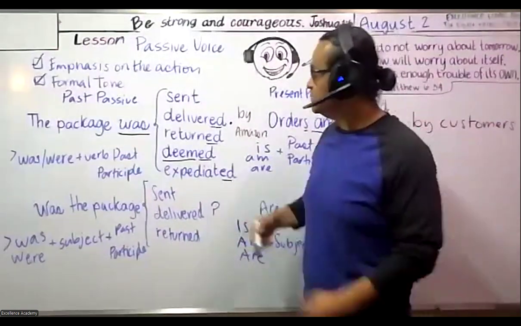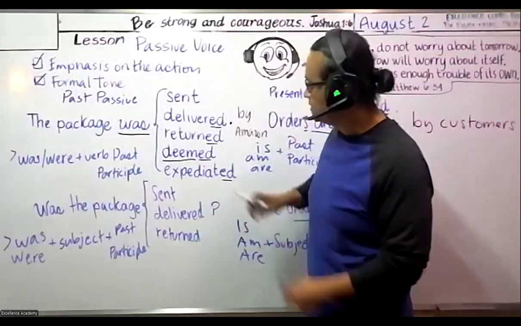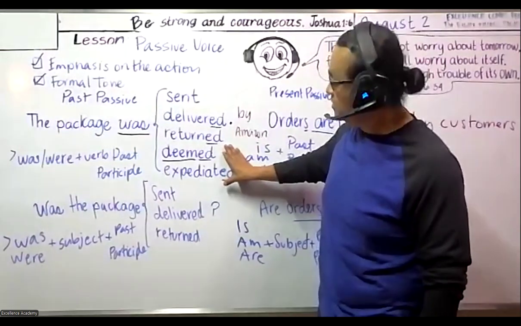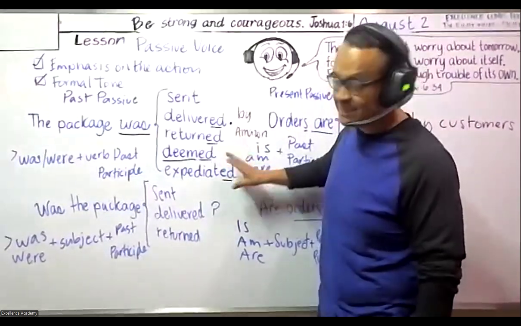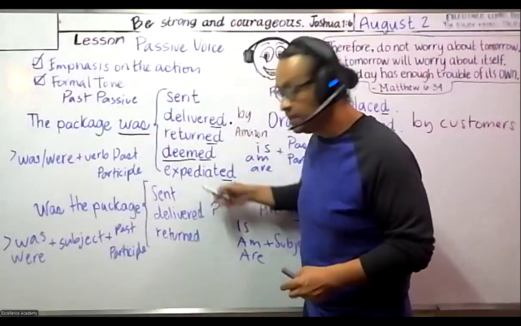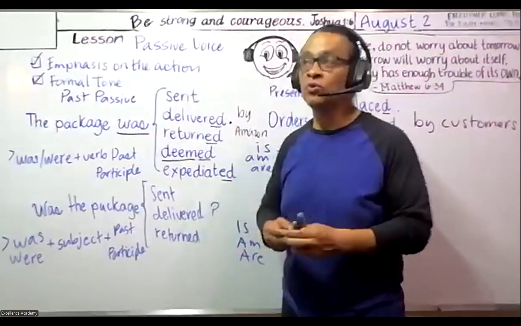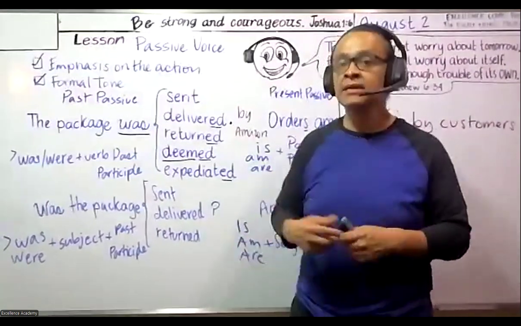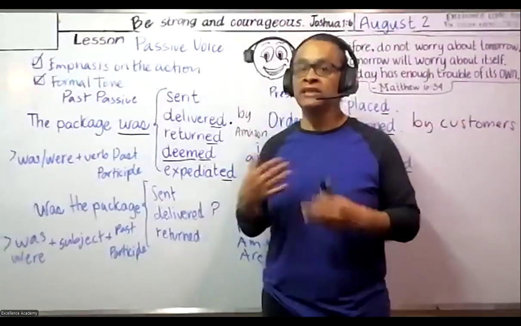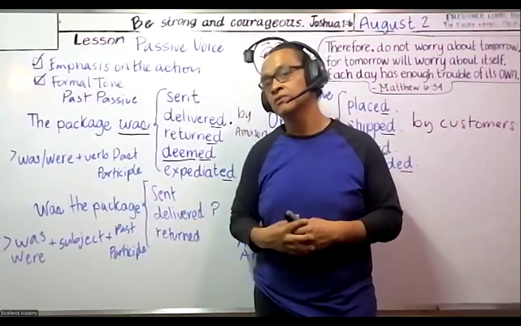Now, this verb over here, the verb expedite, the base form is expedite. And in the participle, we'll say expedited. This is a very useful verb. The verb expedite means to make a process go faster, or to move a process to happen faster, or to be done faster, to take certain actions to make something go faster.